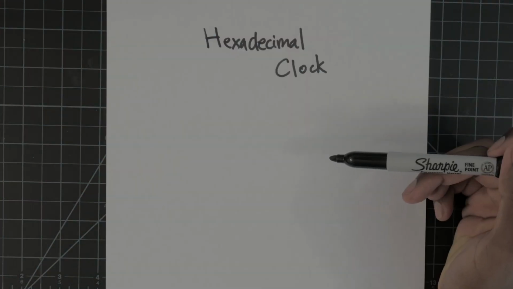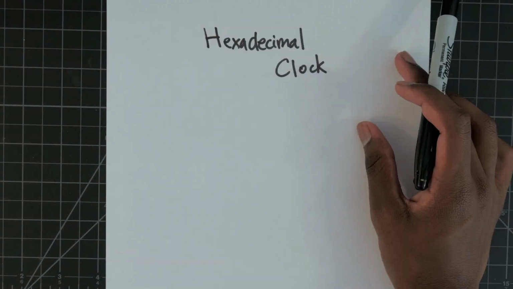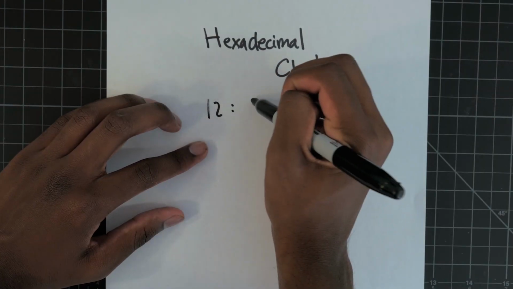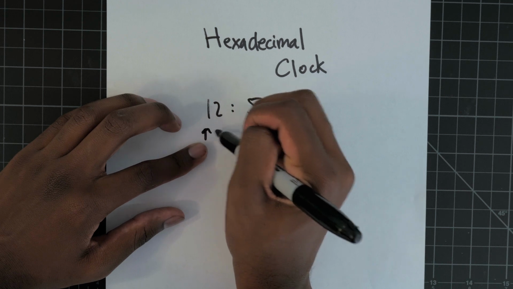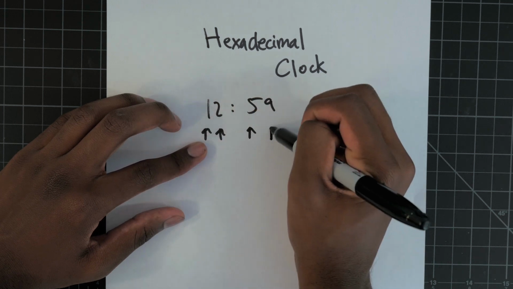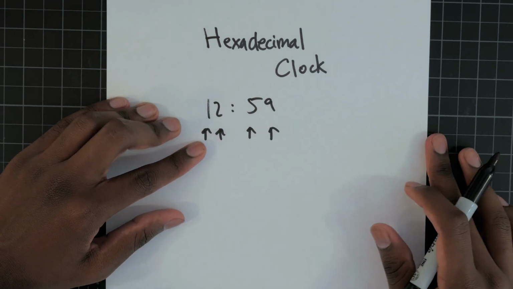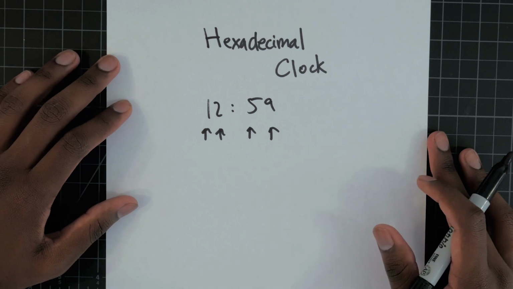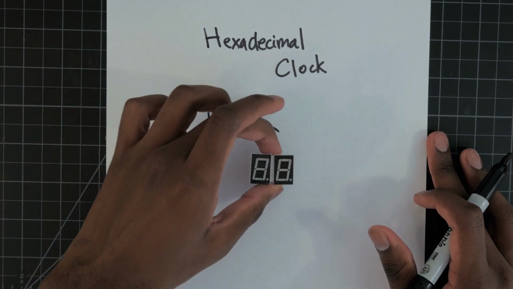Now of course with a normal clock you need 4 displays, right? Your maximum time is going to be 1259. So you're going to need a display for each of these numbers, assuming that you don't want a display for this colon, which I don't. Now with 2 displays, things get a little tricky.